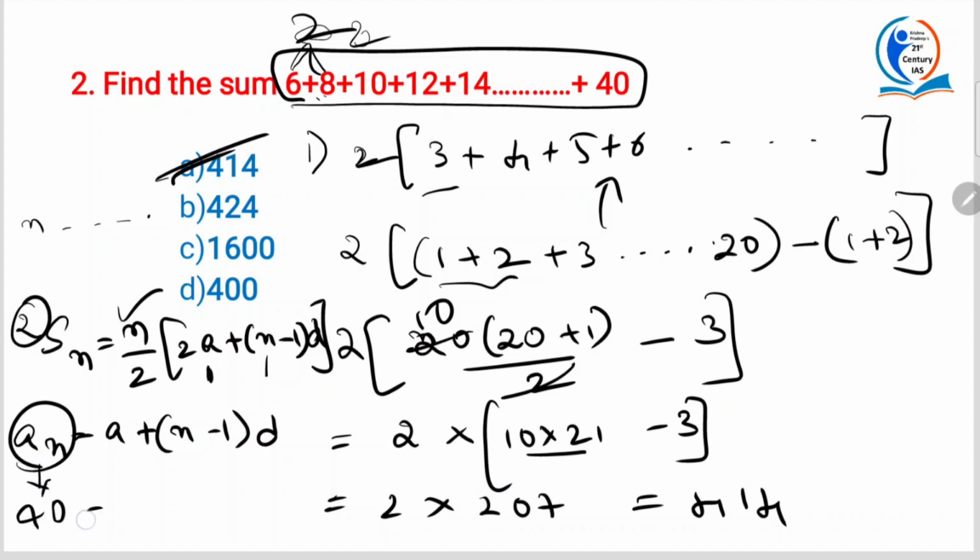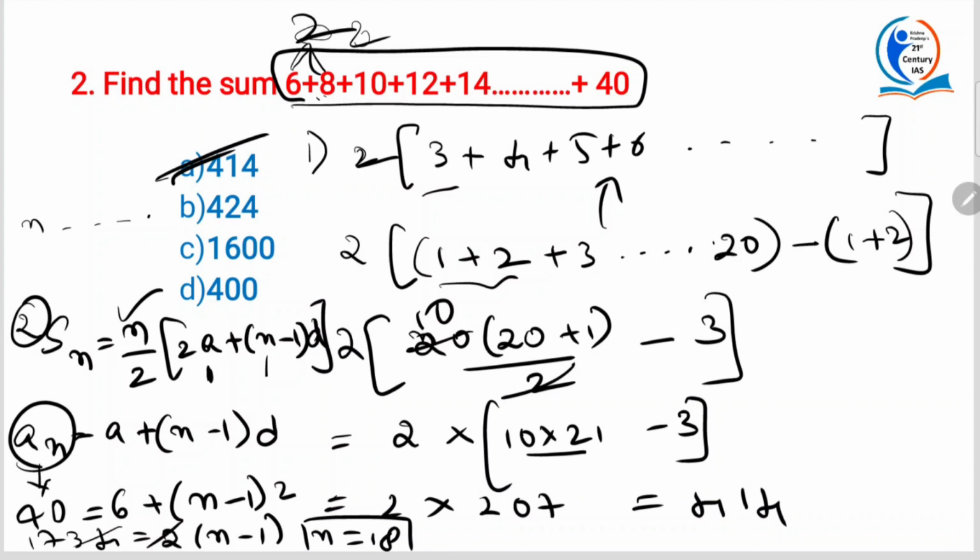Here, what is the nth term? It is 40, which is equal to a, the first term, 6, plus (n minus 1) into the common difference, which is 2. So it becomes 34 is equal to 2 into (n minus 1). 2 ones are 2, 17s are 34. So what is n now? n is equal to 18. That means there are 18 terms in this arithmetic progression.